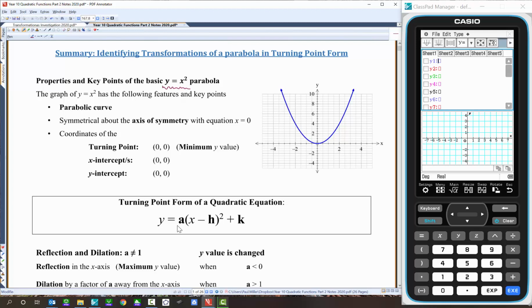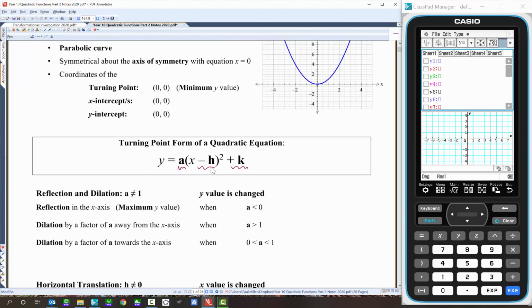Well, what we can do is add an a value, an h, and a k. These are the things that we can do to turn a parabola into something that we want it to look like. So in summary, this a value will do two things. It can be either a reflection and a dilation, or a dilation. If the a value is negative, then we've got a reflection, and whatever the value of a is, it dilates by that value from the x-axis.